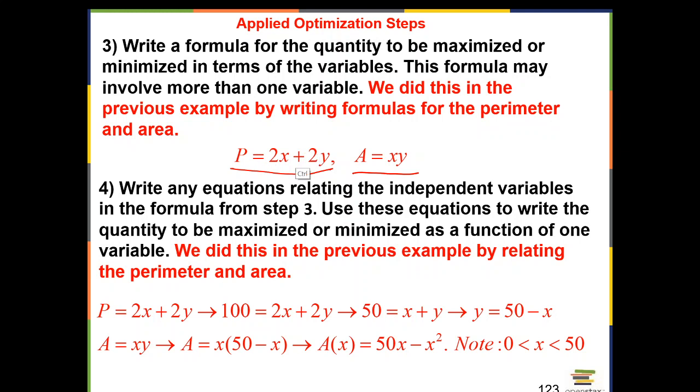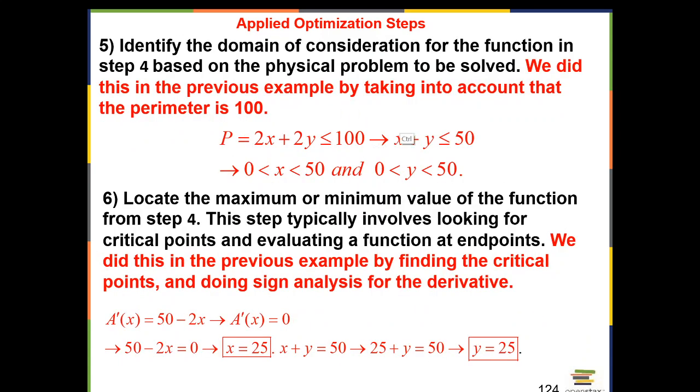And we did that already, right? We wrote the equations P and A. And then use this equation to write the quantity to maximize or minimize as a function of one variable. So we're going to use this to write this as a function of one variable, and we did that. All right, and then identify the domain, and we did that already. The domain was 0 to 50, right?